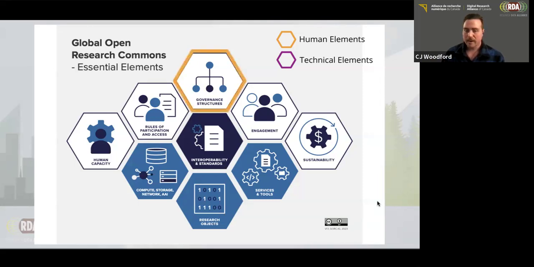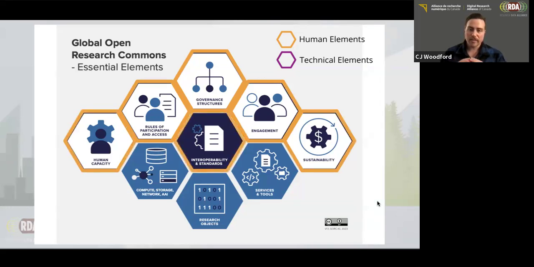Governance structures, so how are you running? Your rules of participation and access for all stakeholders, internal and external. Your sustainability. And I know there's a dollar sign, but it's not just your funding, which of course is on top of everyone's mind, but it can also include things like sustainability in your community and maintaining relevance. Engagement with your stakeholders and community, and human capacity, including with internal personnel.